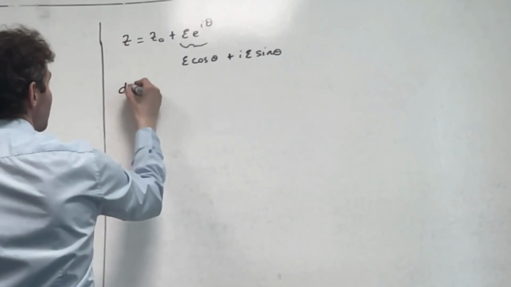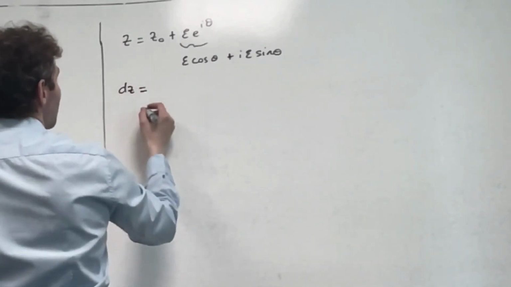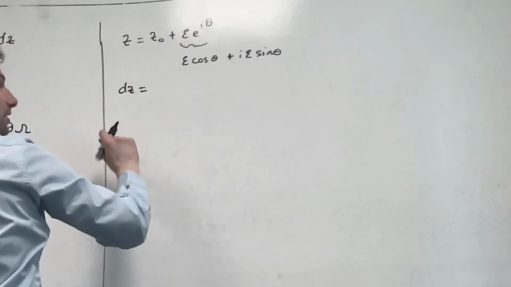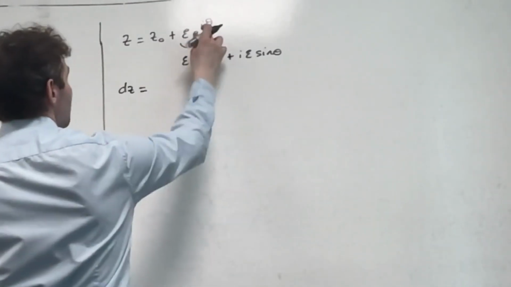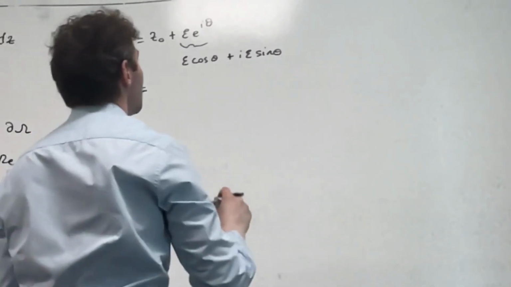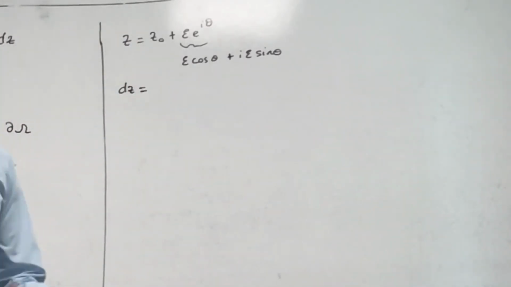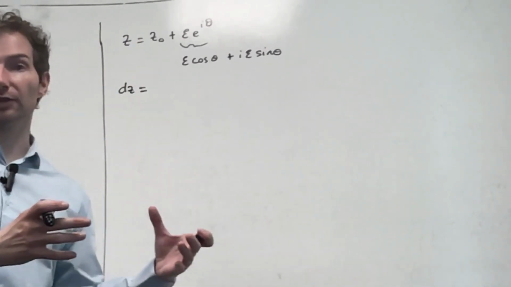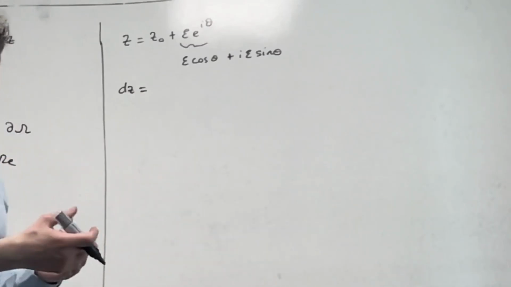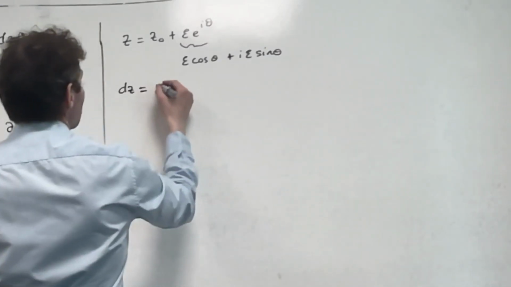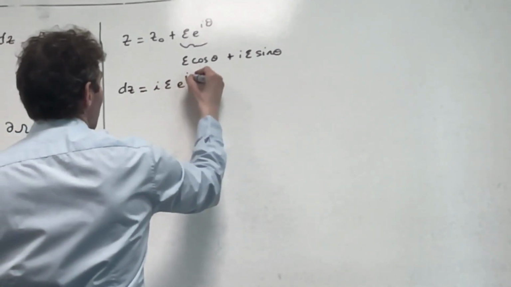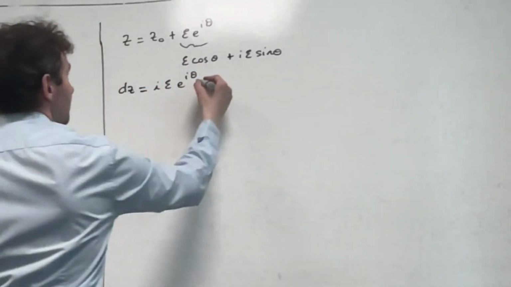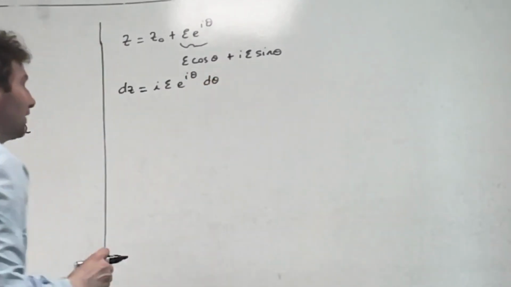So when I apply that to dz, I get d of z0 is 0 because it's a constant, epsilon is constant, so the only thing that is going to be differentiated is exponential I theta with respect to theta, because that's the only variable here. And so I'm going to have I epsilon exponential I theta, and then d theta. So that's what I'm going to get here.